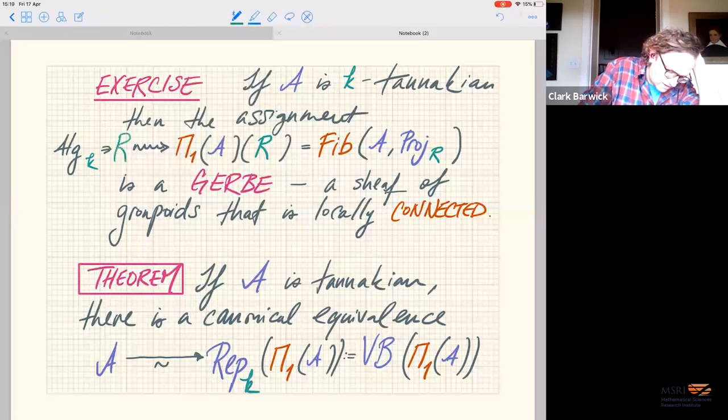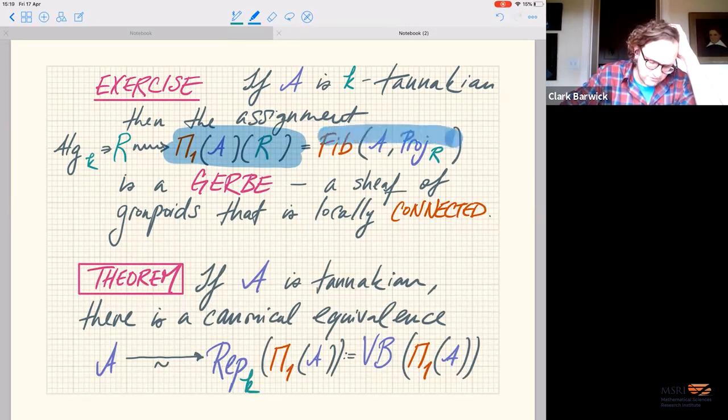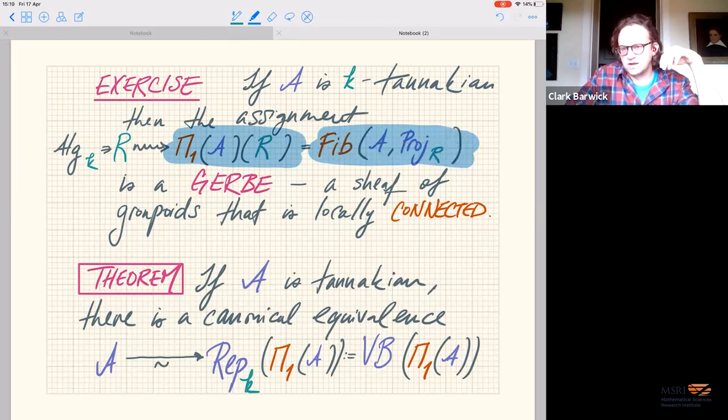For every K-algebra R, you can associate to it this thing that I'm going to call pi 1 A of R. So this is pi 1 of the Tanakian category A, evaluated at R. And this is going to be fiber functors from A into projective modules over R. So these are K-linear tensor functors that are exact and conservative. Right? And so I can always contemplate this. And this is functorial in my R. So as R varies, this thing is completely functorial, and this thing is a gerbe.